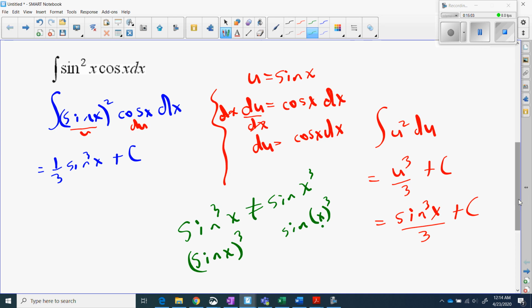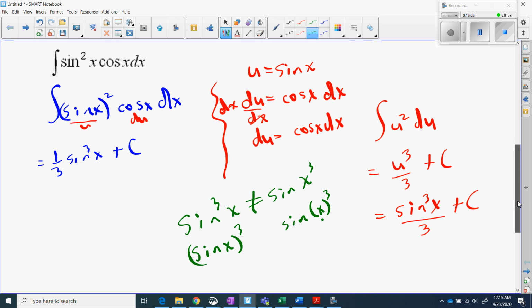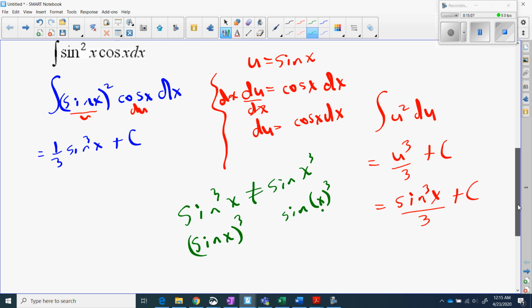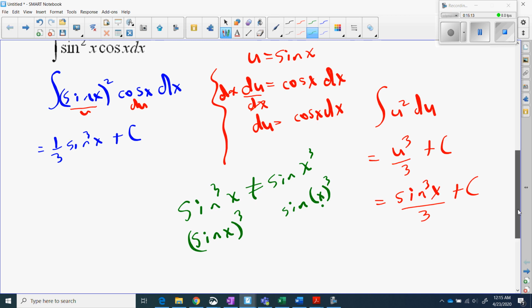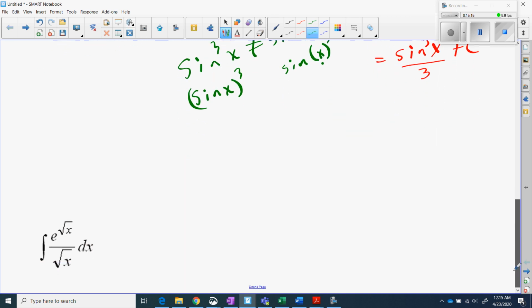All right, so there are two pretty basic examples that we probably would not have relied on a substitution method to get the antiderivative or the integral for, just because of our experience doing these earlier on with antiderivatives. Okay, I got one more here.